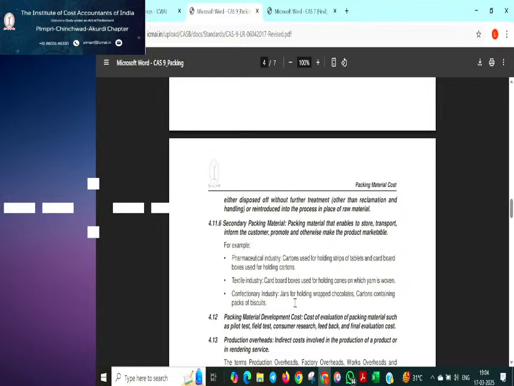So product packaging itself is like an art. How they design the product and how they make the product look attractive, that is also there. Many people get carried away by the packaging. So that is also important.